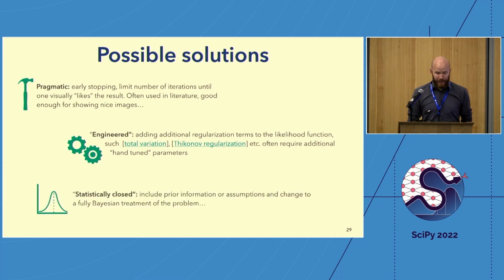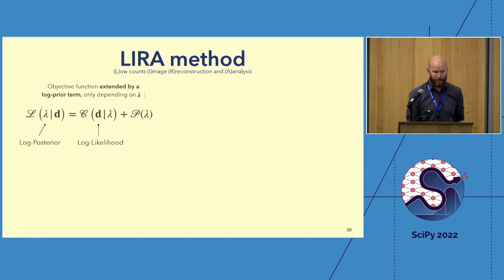And then third, there's solutions that I would call maybe statistically closed, and those would include prior information or assumptions on the likelihood, and one basically changes to a fully Bayesian treatment of the problem. And this is actually the method, the algorithm that is actually implemented in LIRA. So this is the LIRA method.